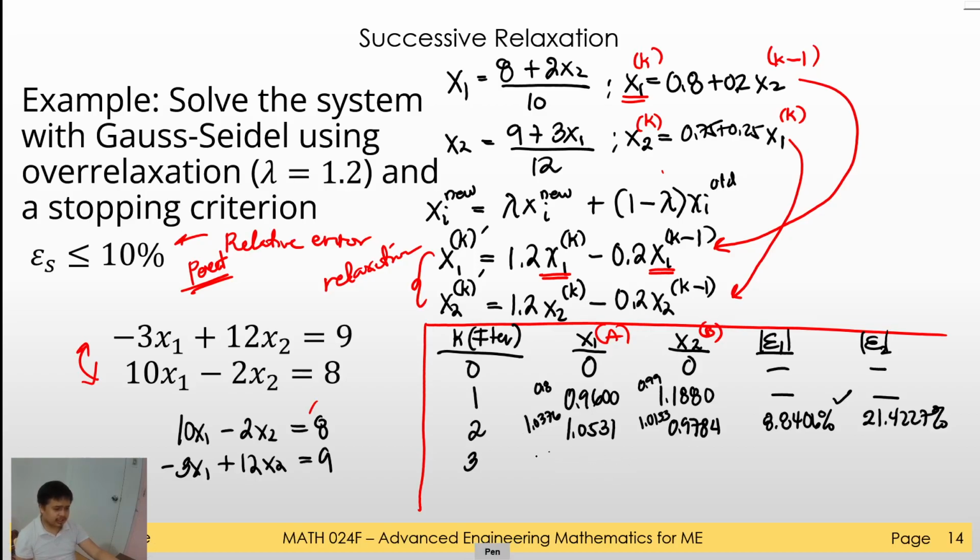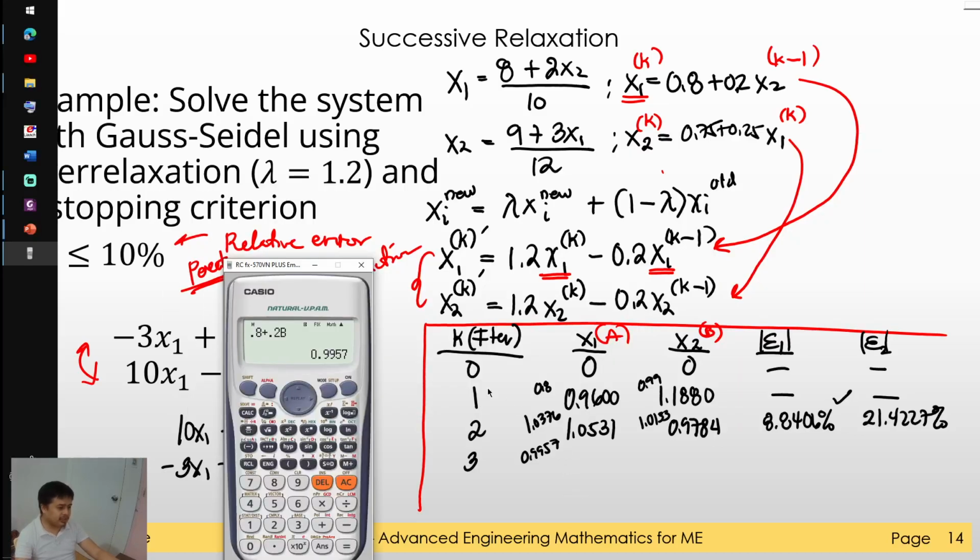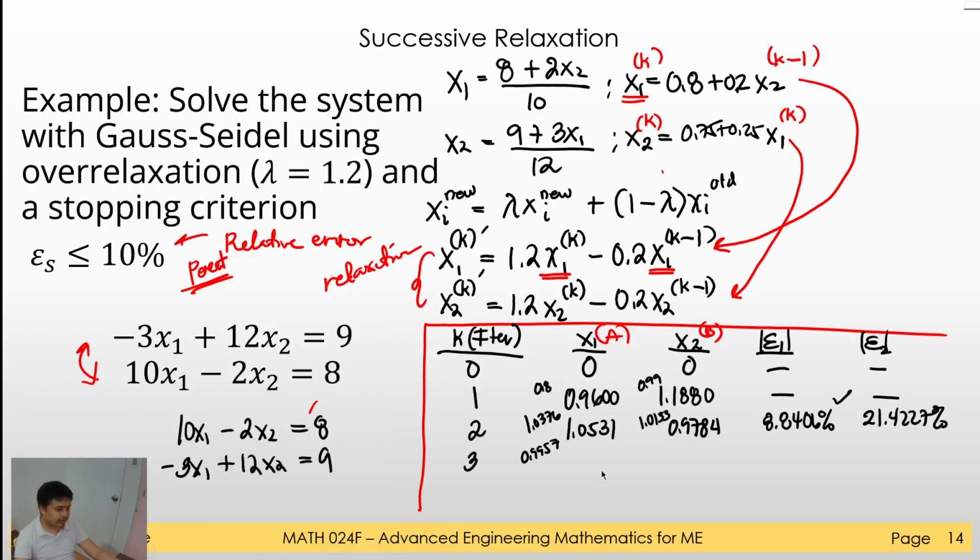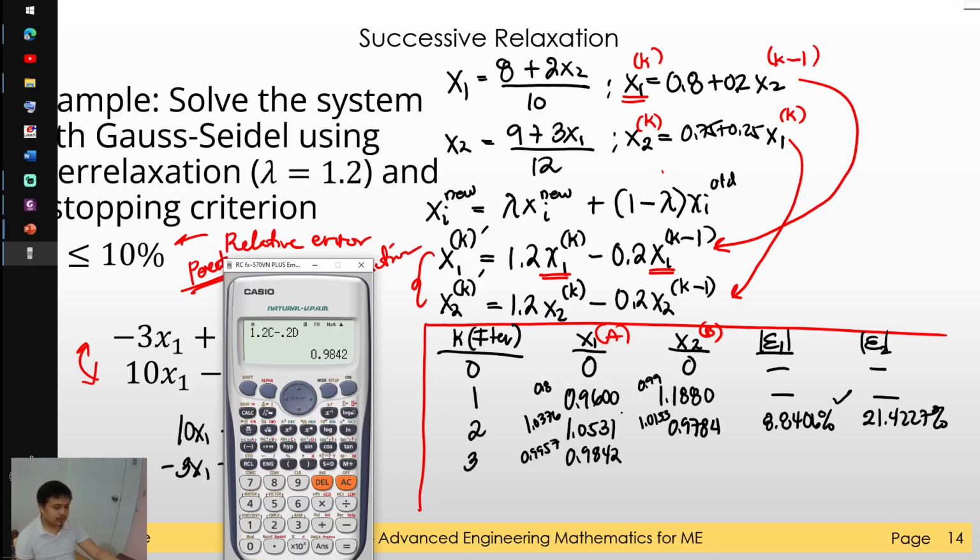Sorry, this is not the answer. So 0.9957 here. And then you will use thus the relaxation. So the relaxation, we will utilize this. So we have 0.9957 for the new value, and D is 1.0531. So 0.9842, so 0.9842. And then for x of 2, so we have the other formula.